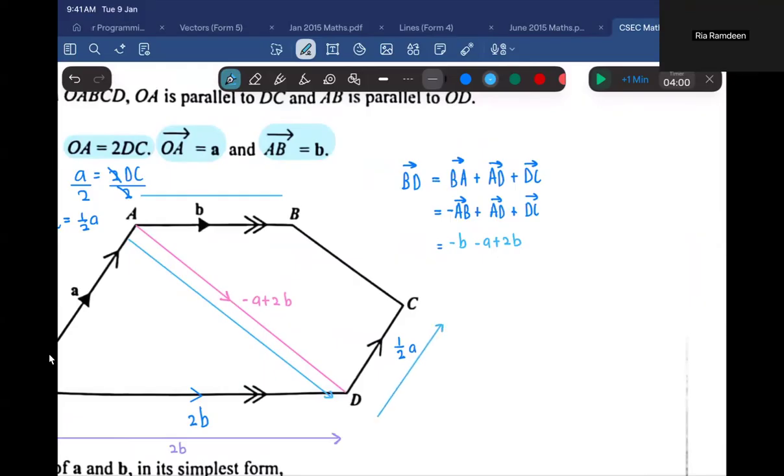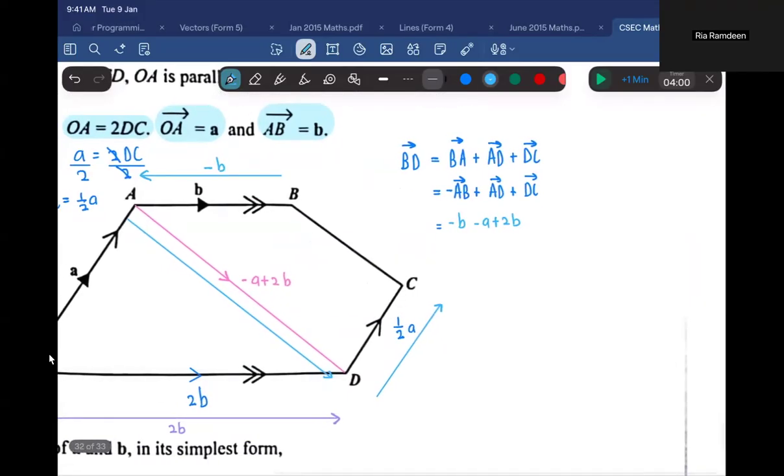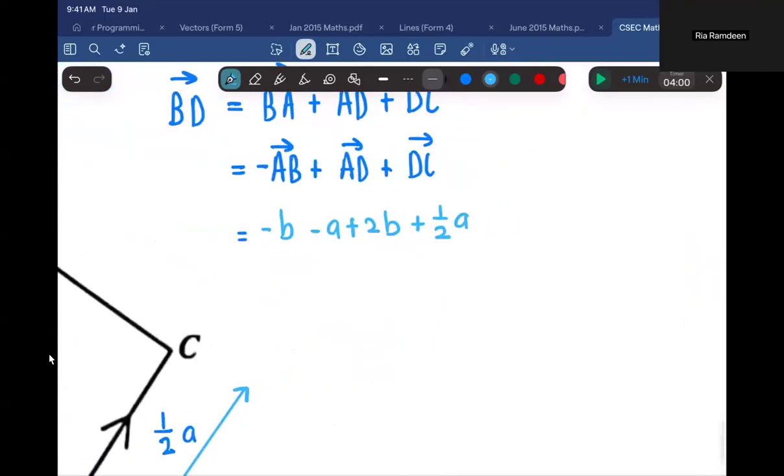Say understand the route we take, right? Yep. Okay, so that'll be plus half A. So now we need to group together the like terms. Like terms would be all the A terms and all the B terms, right? So Ria, let me show you how we're going to do this. Can you tell me what the B terms are? Negative B. 2B.